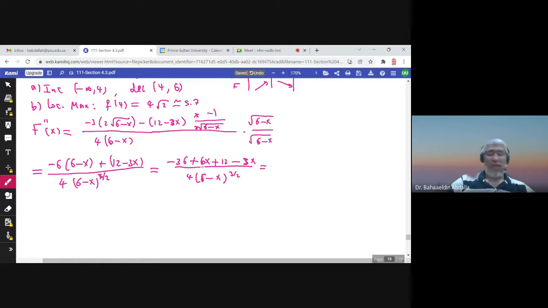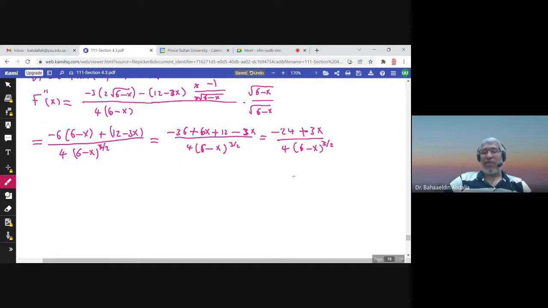So negative 36 plus 12 is negative 24. And 6x minus 3x is plus 3x. 6 minus 3 is 3. So this is f double prime. Again, f double prime does not exist at 6.